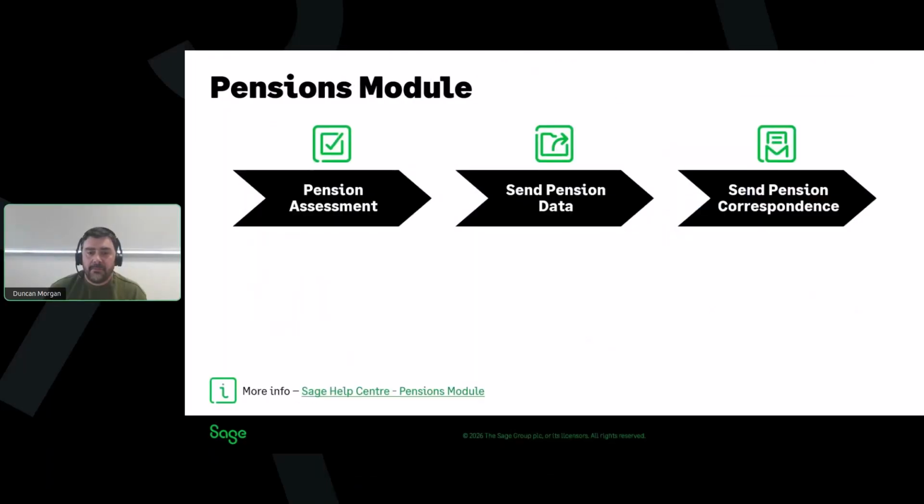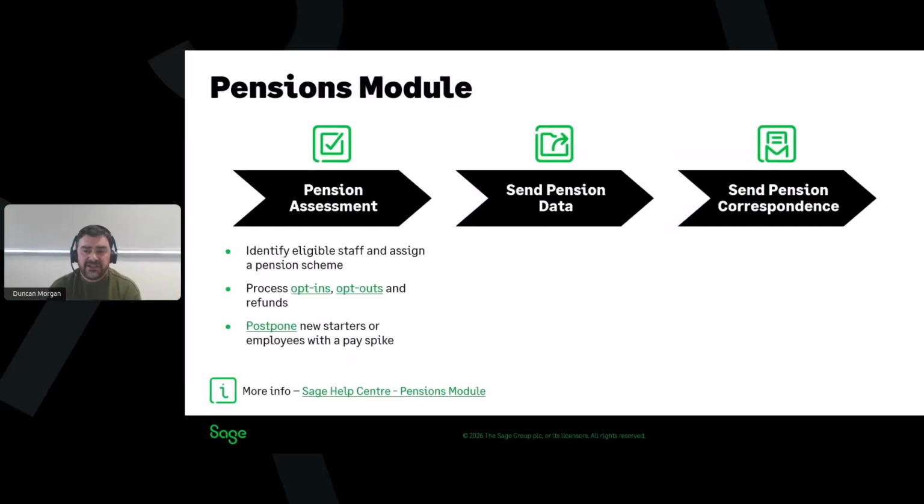Just to recap those main points for you. So the pension assessment is used to identify eligible staff and assign them to a pension scheme, as it did for that new starter. Also used to process opt-in and opt-out requests and refunds where applicable, and it can be used to postpone enrolment for new starters or employees with a pay spike.